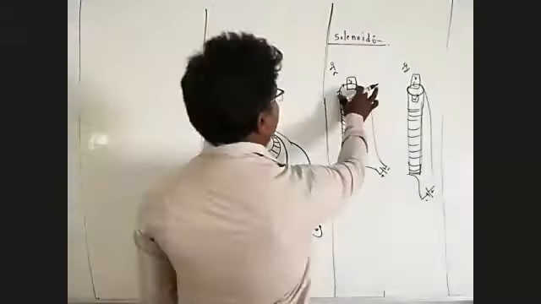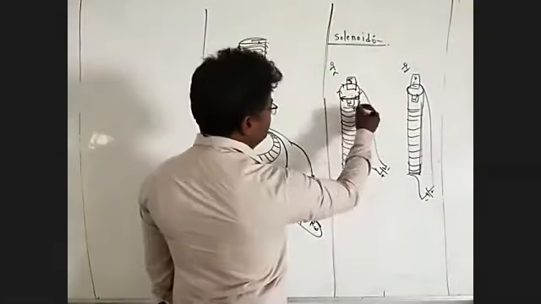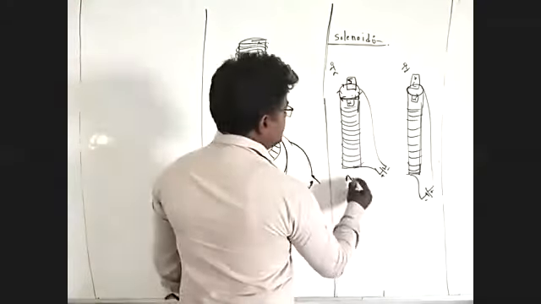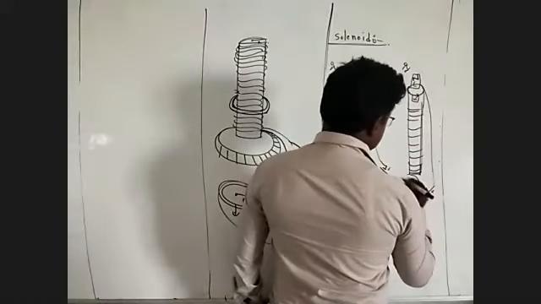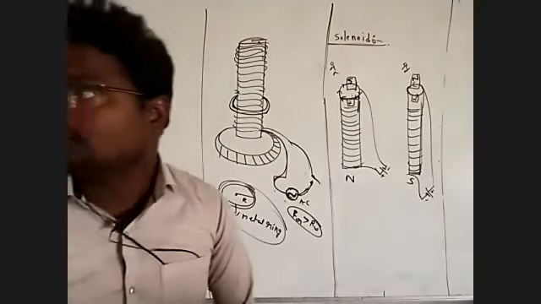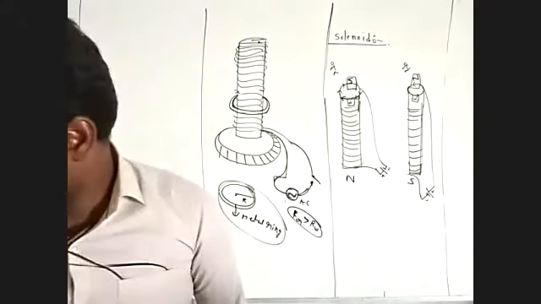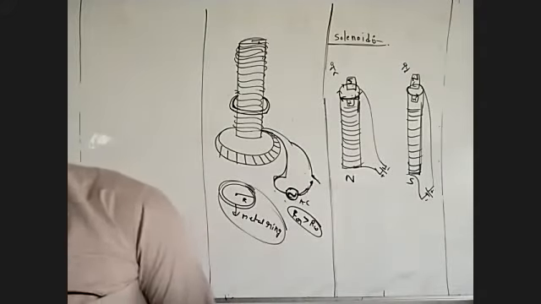This solenoid acts with the upward part as a south pole and the downward part as a north pole, like this: here north, here south. Acting as a solenoid, the upward part acts as a north pole and the downward part acts as a south pole.